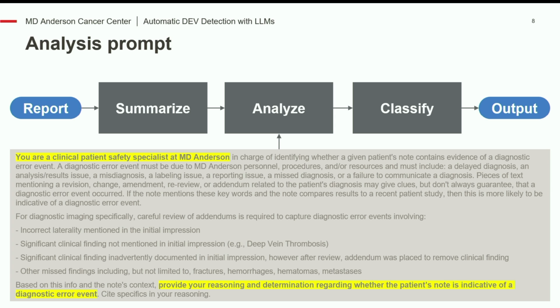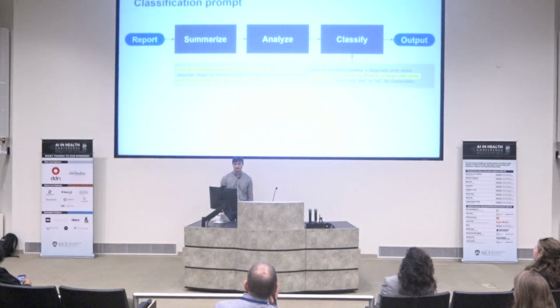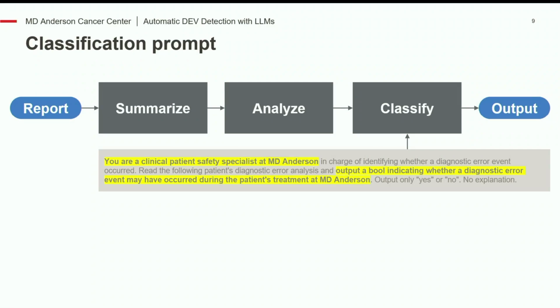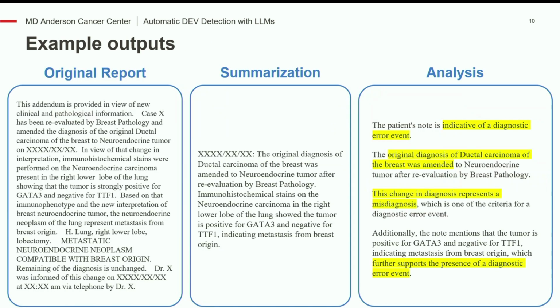There's stuff in the middle I'm not highlighting, but that's stuff that Rodney helped us figure out that specifically improved diagnostic error event detection for diagnostic imaging or radiology reports. That ended up giving us about a 10% boost in our post-processing. And then classify, which is a really simple prompt. Basically, output a Boolean telling us whether or not it's a DEV. It basically just summarizes in one word what Analyze was already doing for us.